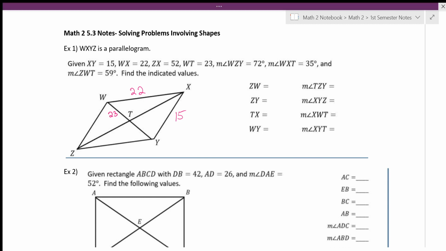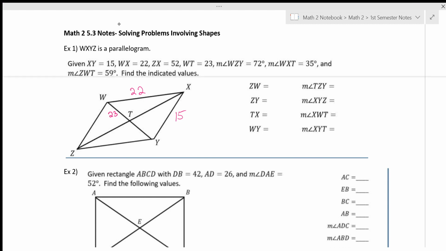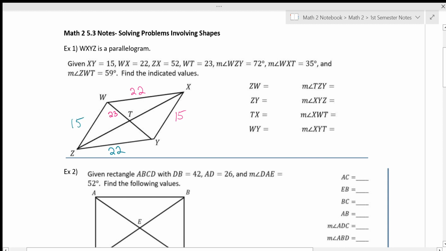So properties of a parallelogram, we know that a parallelogram has opposite congruent sides. So we know that if WX is 22, then ZY is 22, and if XY is 15, then WZ is also 15. So we can fill that in over here. ZY is 22, and ZW is 15.